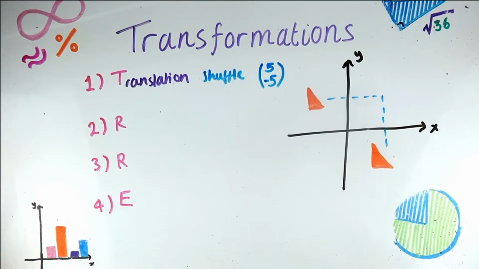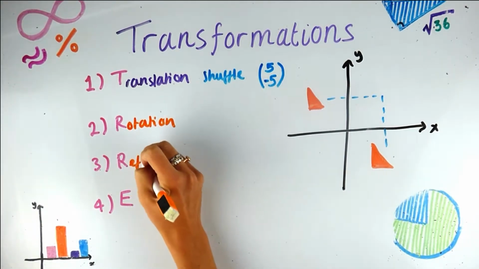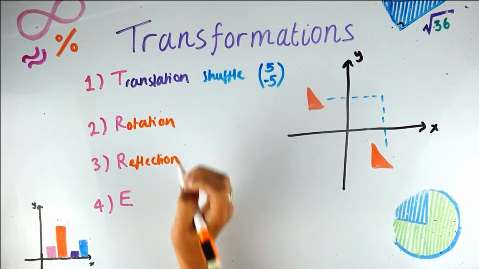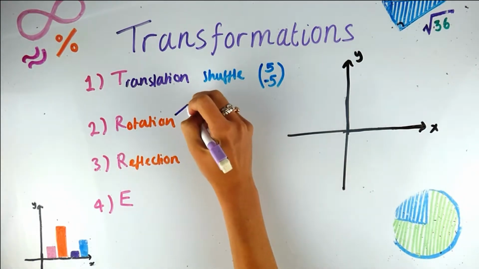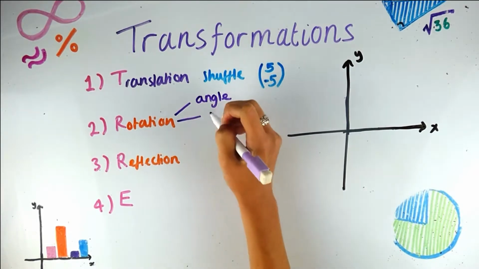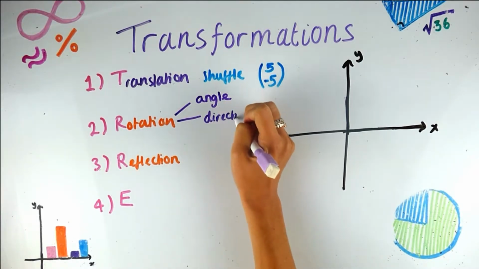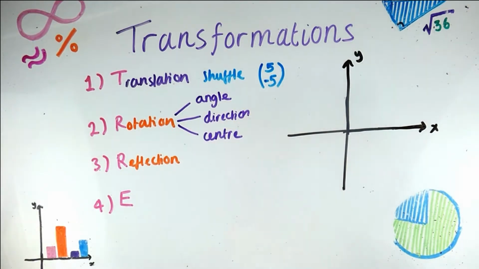So what about the next one? R can stand for rotation and also reflection. We've all looked at our reflection in a mirror and we've all heard of the word rotation. So let's start with rotation. In rotation, I need to give 3 pieces of information. I need an angle, I need to write down the direction, and I need to write down the centre it's rotating around. So that's essential.